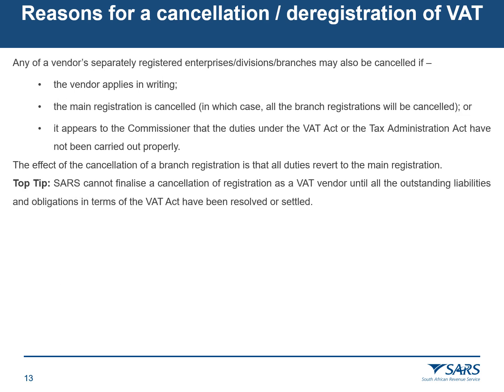Any of a vendor's separately registered enterprises, divisions or branches may also be cancelled if the vendor applies in writing, the main registration is cancelled, or it appears to the Commissioner that the duties under the VAT Act or the Tax Administration Act have not been carried out properly. The effect of the cancellation of a branch registration is that all duties revert to the main registration.